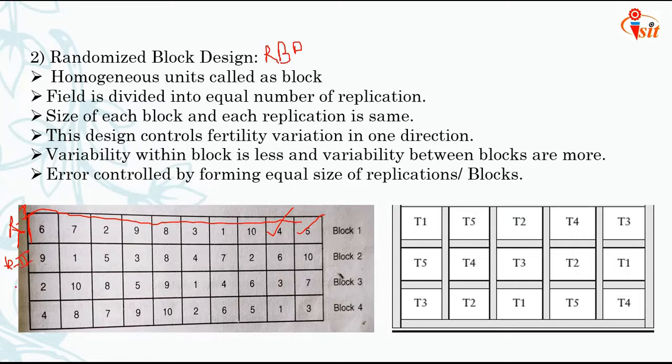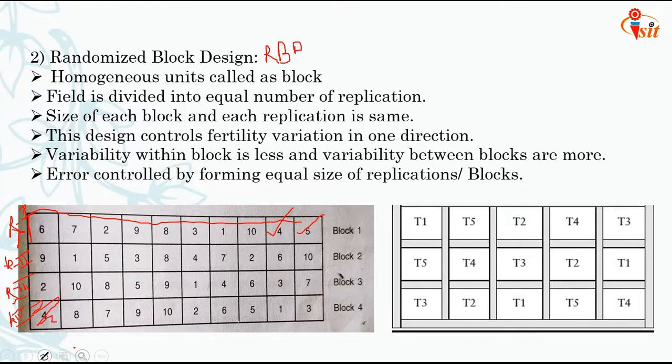The field is divided into an equal number of replications. So 4 replications are there, and each replication is again divided into equal size plots. These are the equal size plots here.